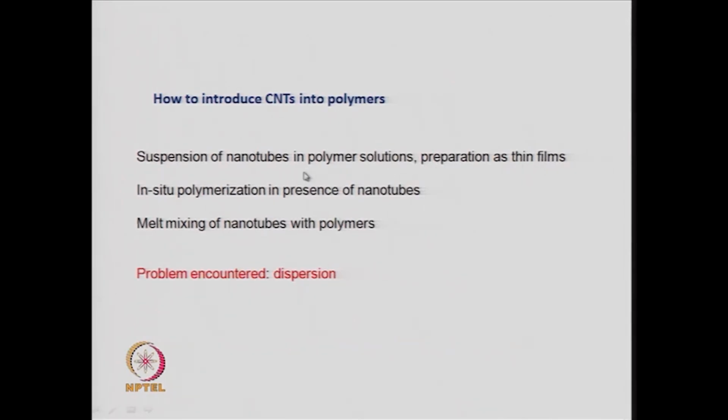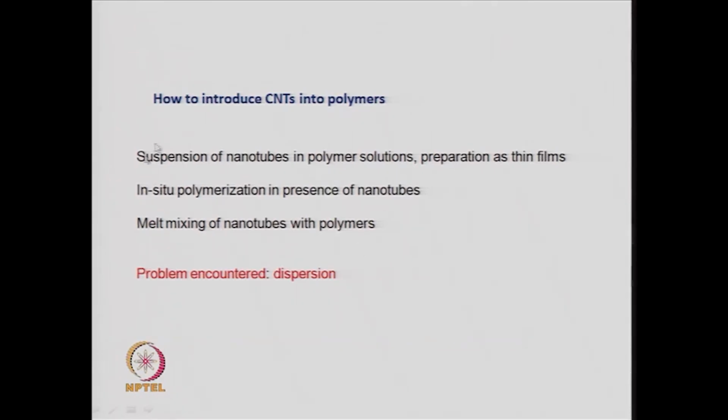This is one methodology. Otherwise, you can do in situ polymerization. So, you have nanotubes and you start with the monomer in the solution mixed with the nanotubes, and then you do the polymerization in situ in the presence of the nanotubes. Then you will have a good mixing of the nanotubes in the polymer. The other is that you do a melt mixing of nanotubes. You take nanotubes and a polymer, and then you melt them and allow it to cool, and that is called melt mixing of nanotubes with polymers.